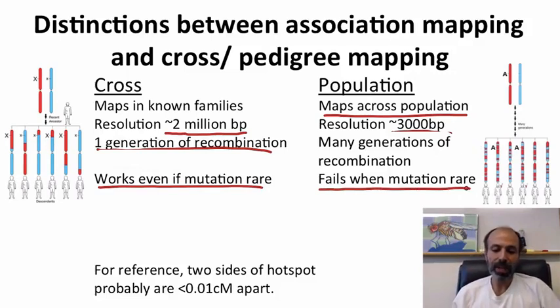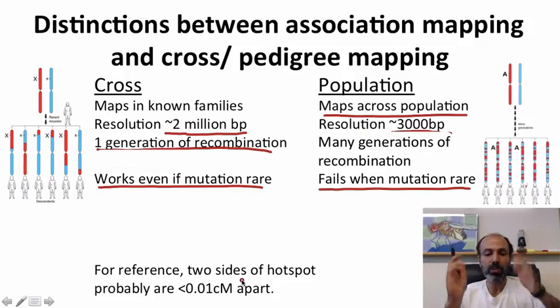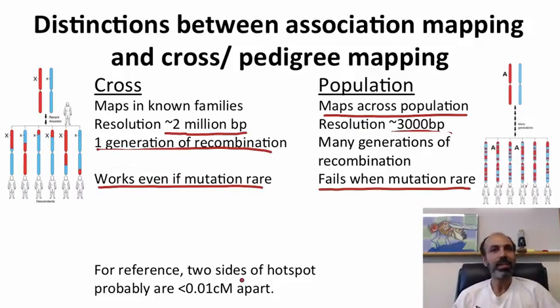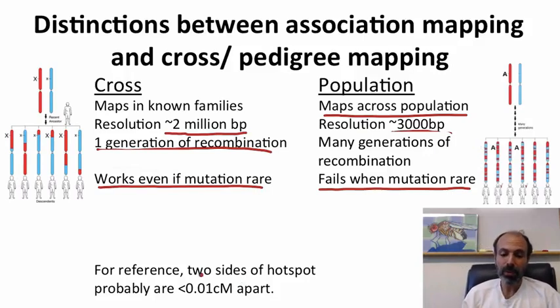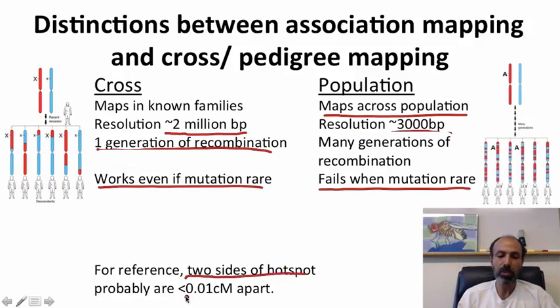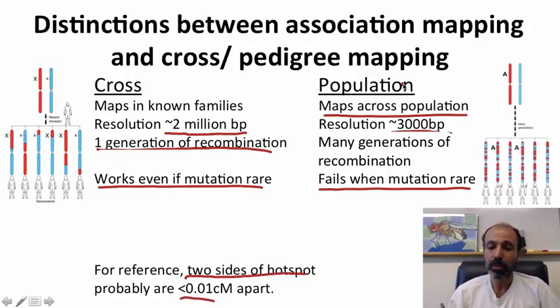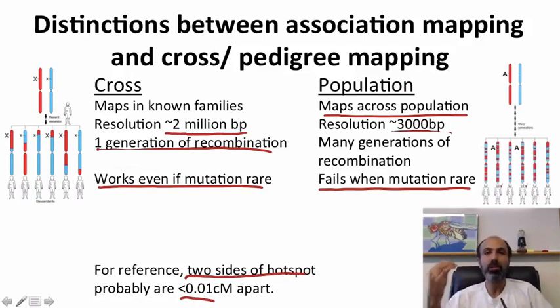Now, one question people often ask is, what is the recombination rate between the two sides of the hotspot? They think it's something like 10 centimorgans or 10% recombination. No, let me emphasize. For reference, the recombination fraction across a hotspot in one generation is probably less than 0.01 centimorgans. This is why you have to look across many, many, many generations of recombination to see any effect from them.